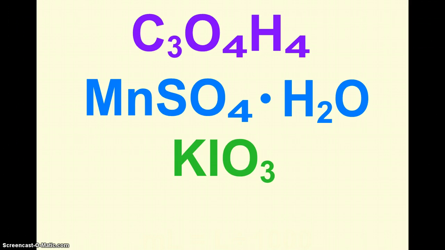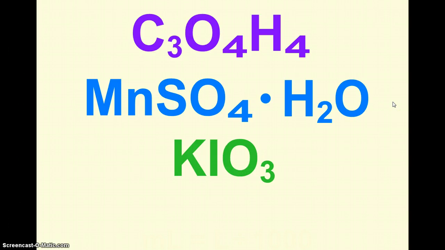So in procedure 1, you're going to be using malonic acid, which is here, C3O4H4, and you've got this manganese sulfate monohydrate, MnSO4 with an H2O attached to it. That means water's trapped in those crystals. And then for procedure step number 3, we're going to be using potassium iodate, KIO3.